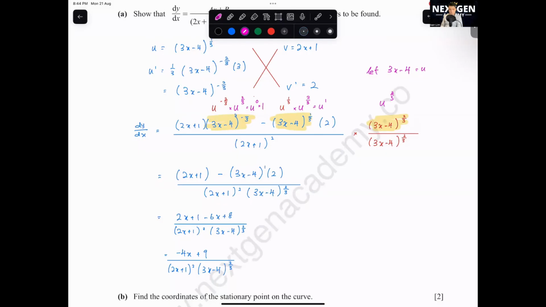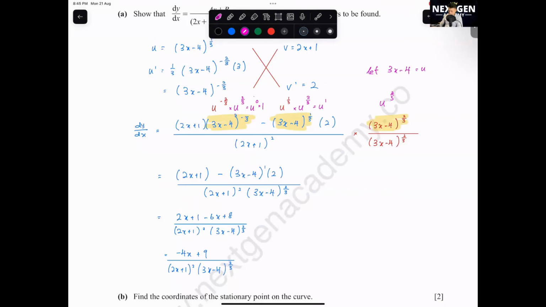How to simplify this? Okay, it's actually just indices here. Yeah, just indices. We're using all the rules of indices here. Okay, cool. Answer your question? Okay, later you all try again.